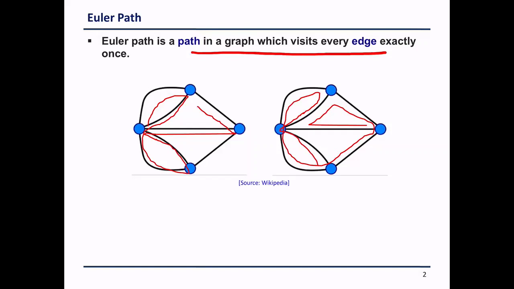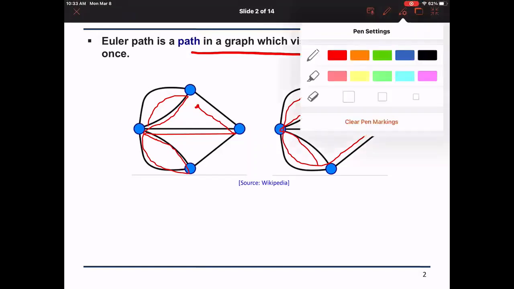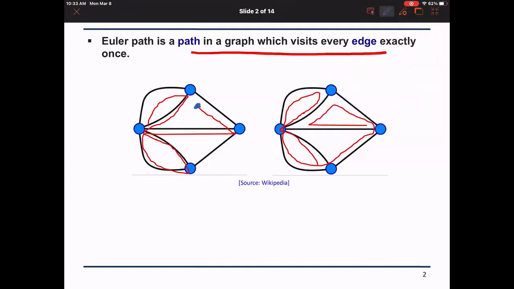And sometimes we can find more than one Euler path, and sometimes we cannot find a Euler path. So here, if I start, and let me see if I can draw with a different color. If I start here. Okay, I can go like this. I can visit this edge. I can visit a node more than once, but what matters is that I don't visit the edge twice.